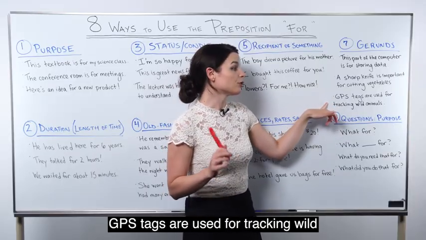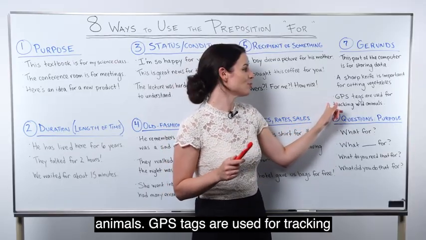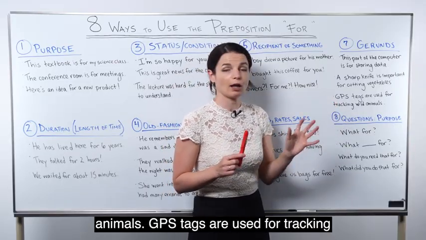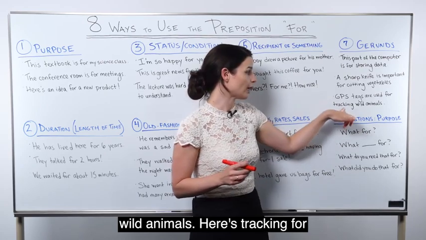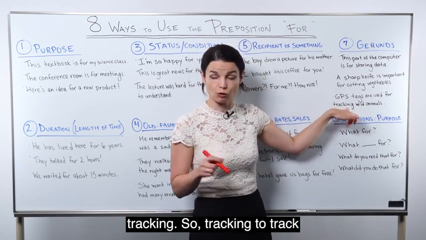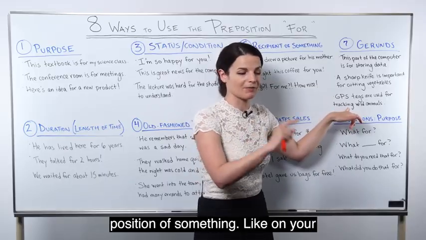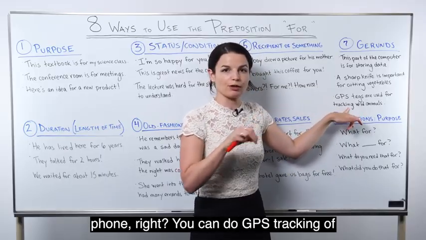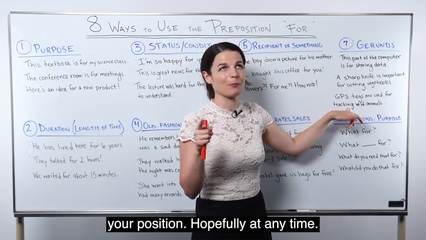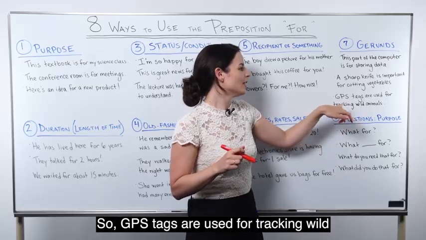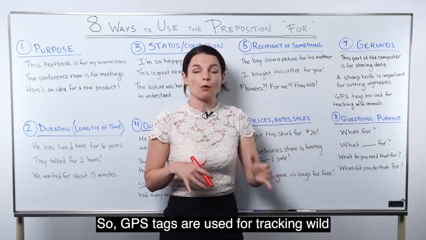GPS tags are used for tracking wild animals. Here's tracking, for tracking. So tracking, to track something, means to regularly check the position of something. Like on your phone, right? You can do GPS tracking of your position, hopefully at any time. So GPS tags are used for tracking wild animals.